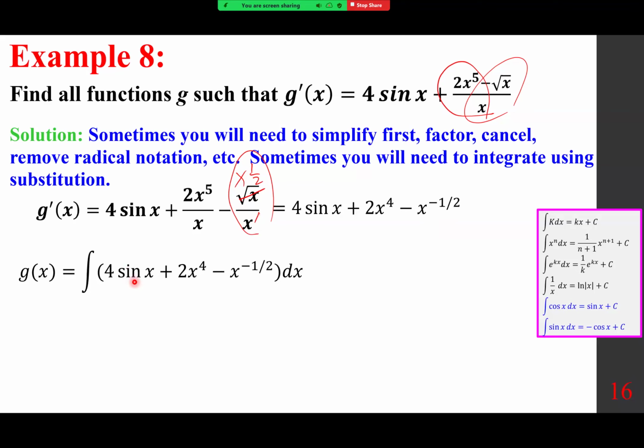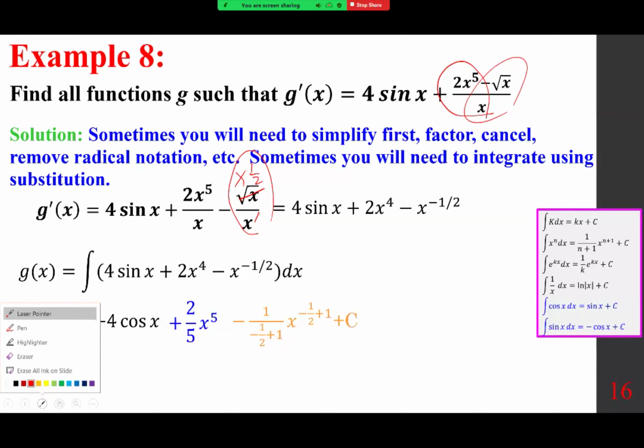The derivative of sine is cosine, but the integral is negative cosine. So that's why we're going to have minus 4 cosine x. Then for 2x to the power of 4, we're going to divide by 4 plus 1, so 2 over 5 x to the power of 5. And then we're going to use the power rule on this one also: minus 1 over negative 1 half plus 1, x to the power of negative 1 half plus 1, and a constant. So again, 2 divided by 4 plus 1, minus 1 divided by negative 1 half plus 1.